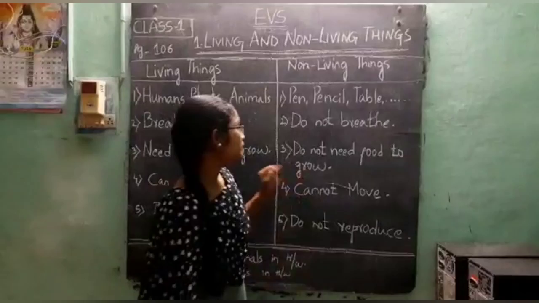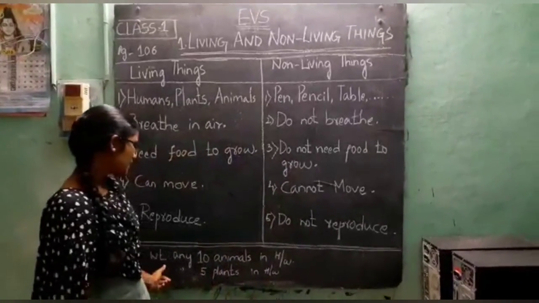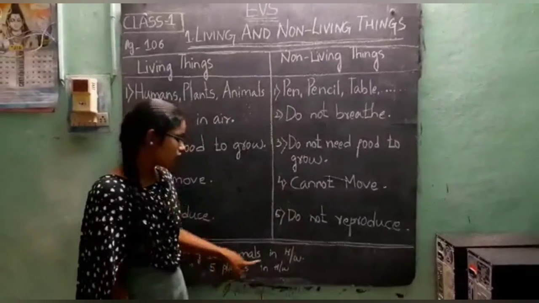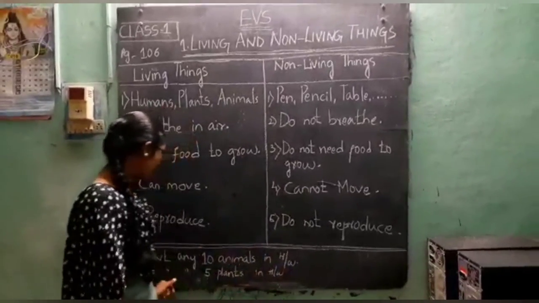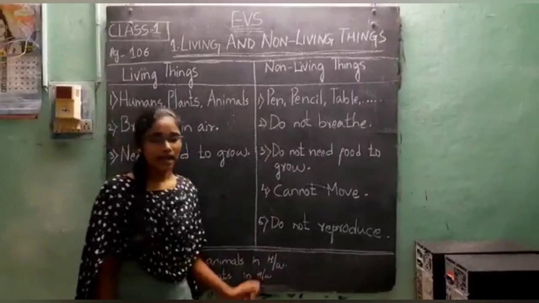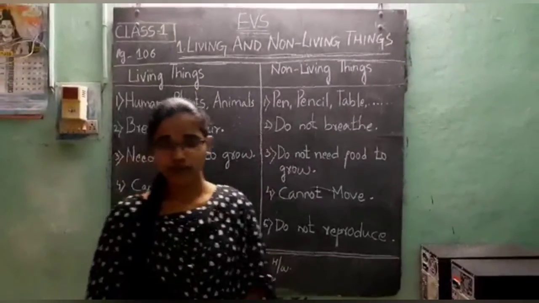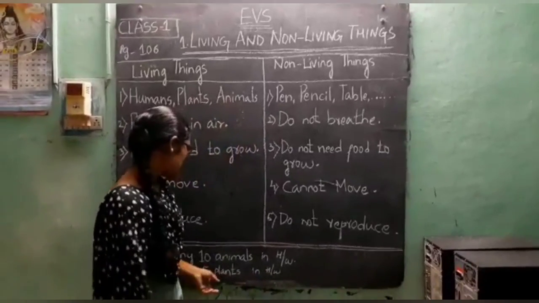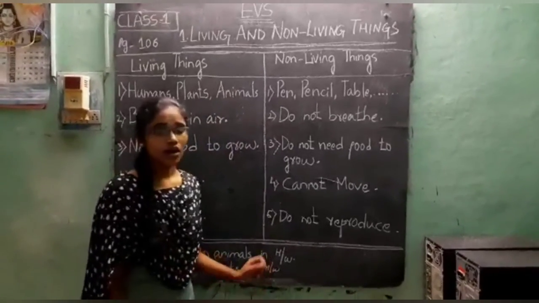So children, today your homework is to write any 10 animals in your homework book, and write any 5 plants that you know, like rose plant, jasmine plant, etc. Write such kinds of plants in your homework book.